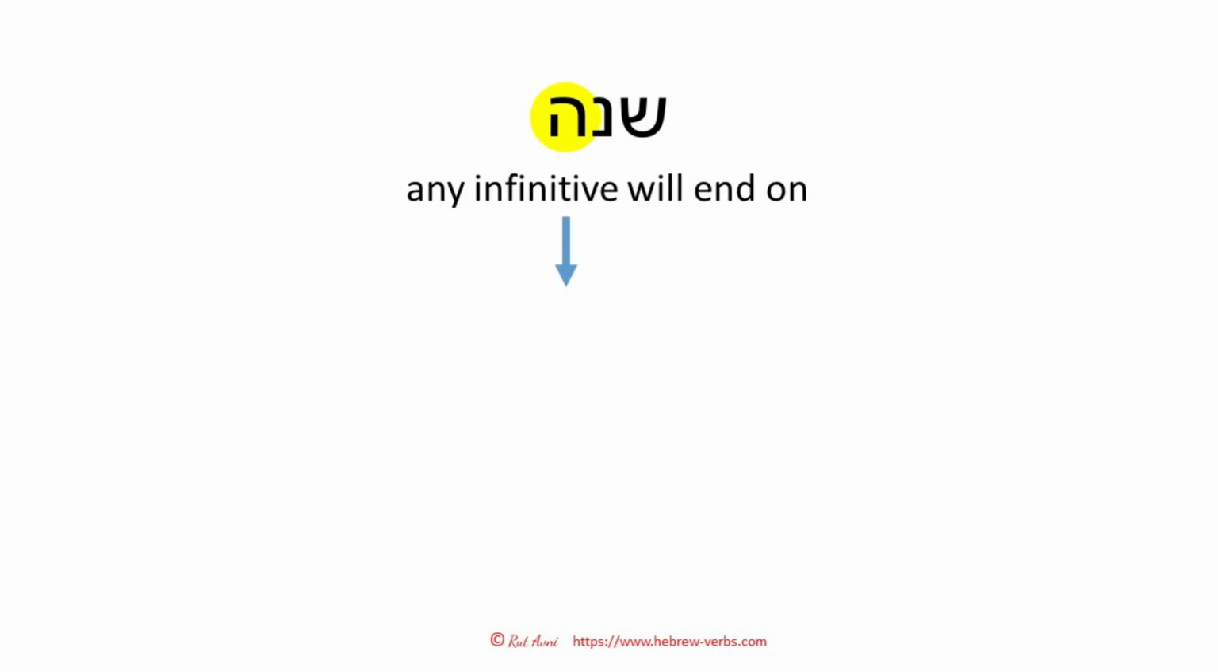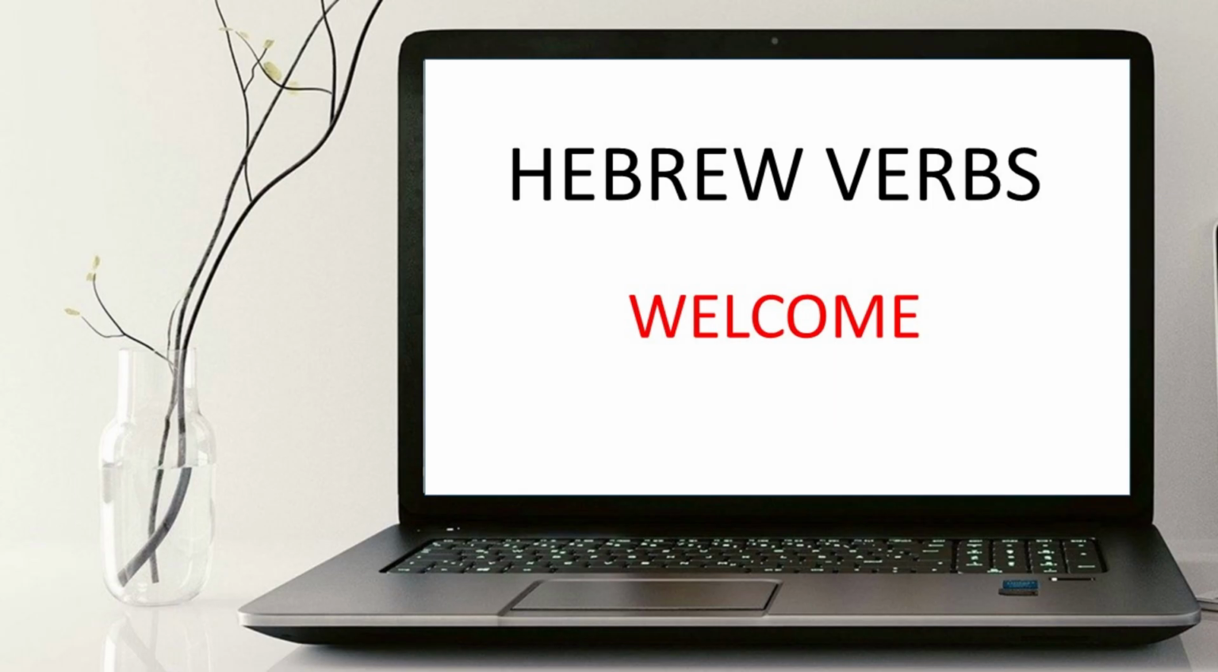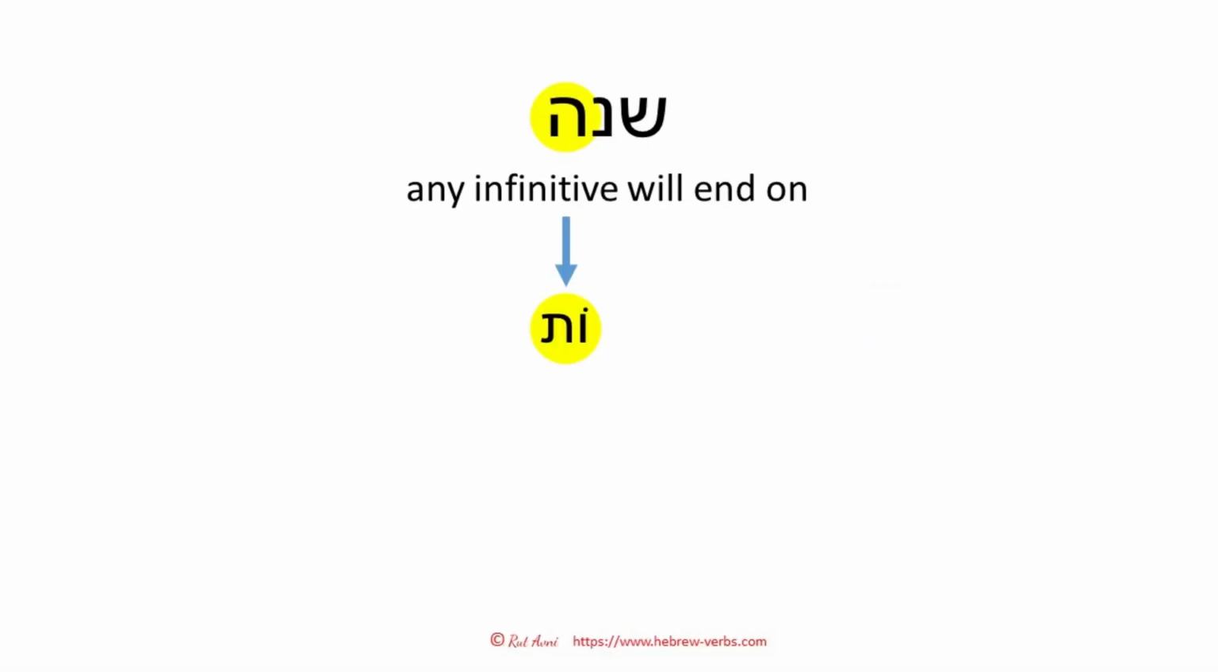Well, any infinitive that we will form based on this root, and I tell you, any, that means it does not matter in which binyan, it will end on ot. Hey turns into ot. I have explained that at length in my book, and of course also in the online verb course, we talk about this a lot and make sure you never miss it. Here we will now look at two binyanim and how they look when they end on ot.